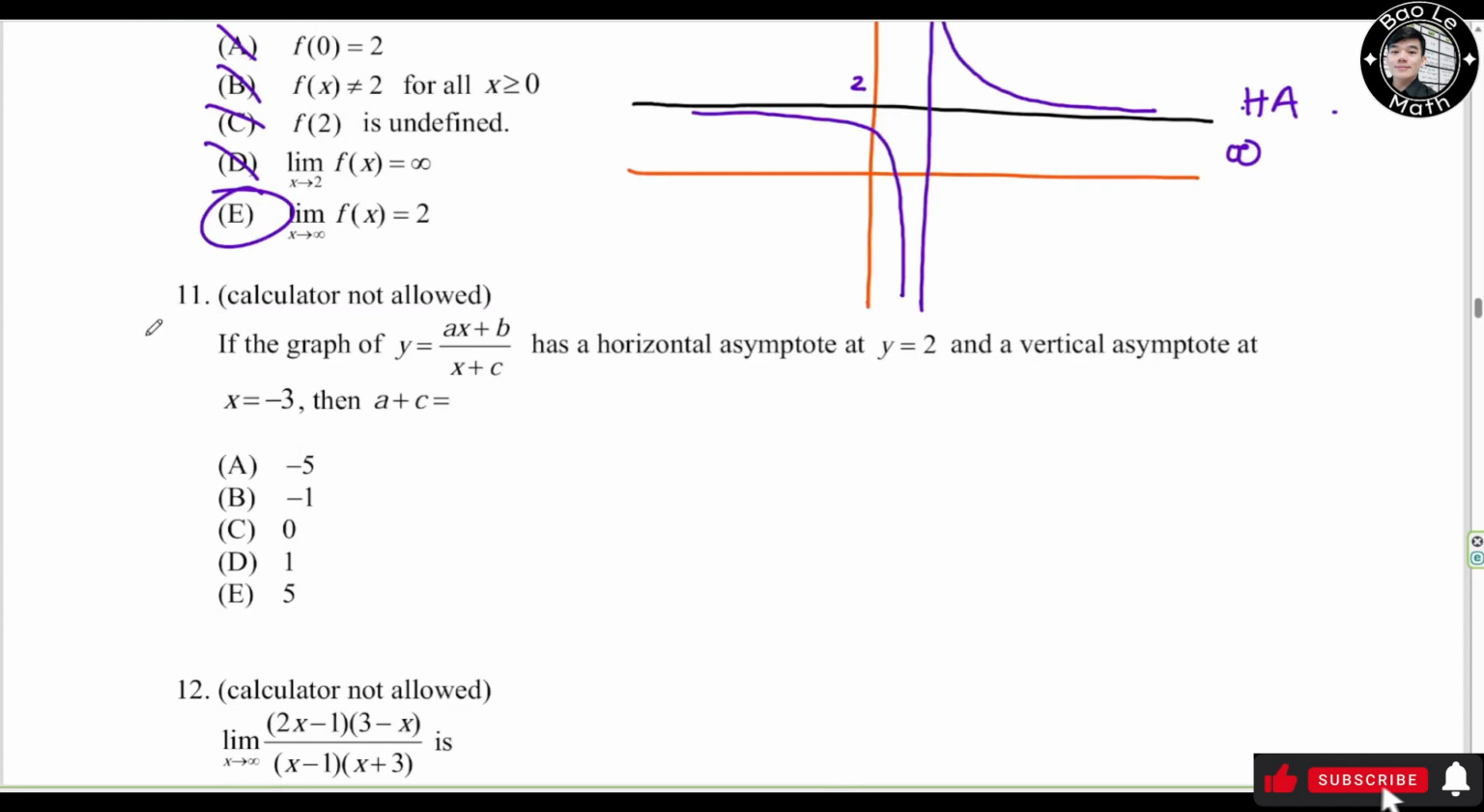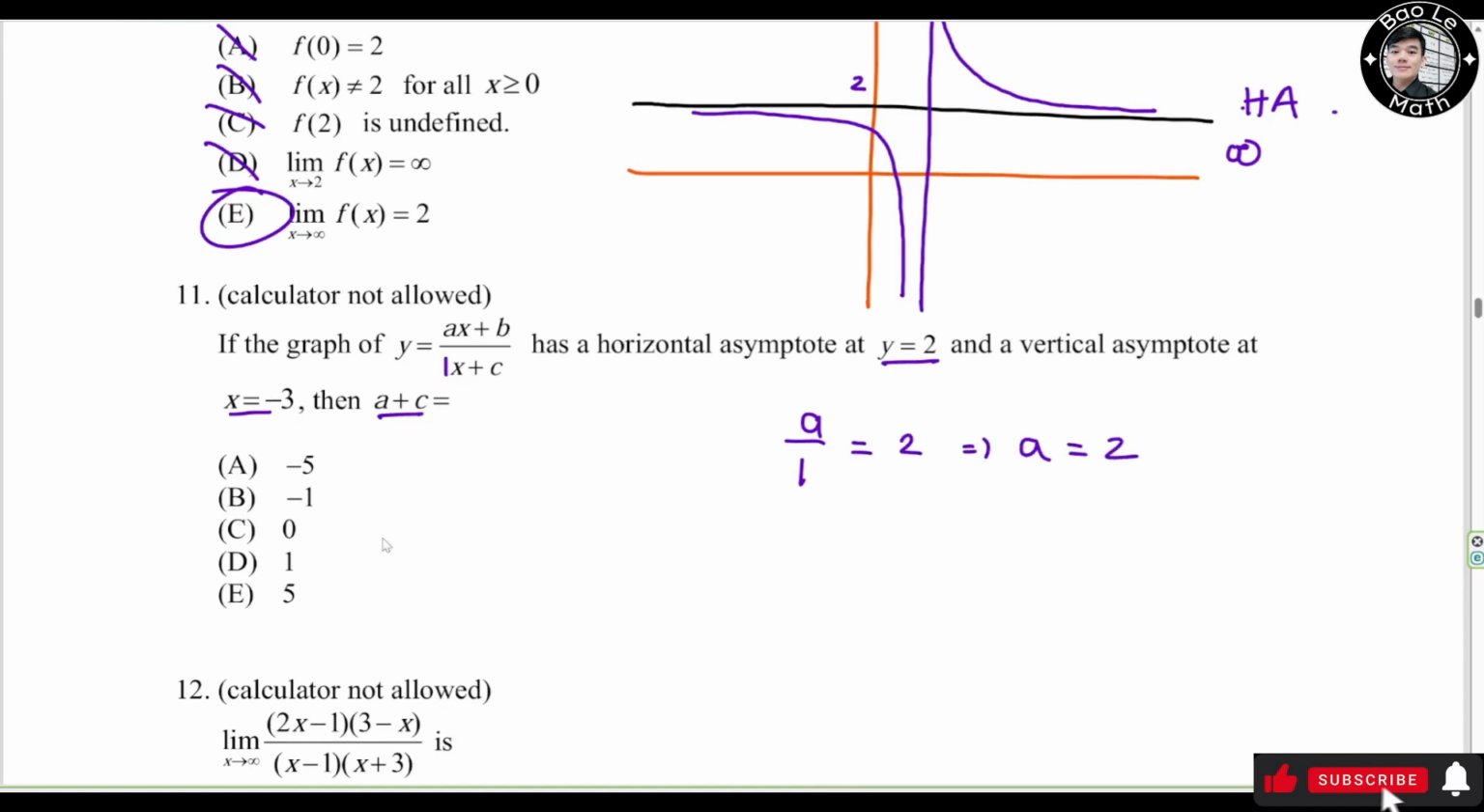Now let's move on to question 11. If the graph of y equals (as plus b) over (s plus c) has a horizontal asymptote y equals 2 and a vertical asymptote s equals -3, we need to find the sum of a plus c. Alright, you know that the horizontal asymptote is the ratio of the leading coefficient of the numerator and denominator, right? So the leading coefficient right here is 1, this is a, right? So you have a over 1 equals 2, and then a equals 2, right?